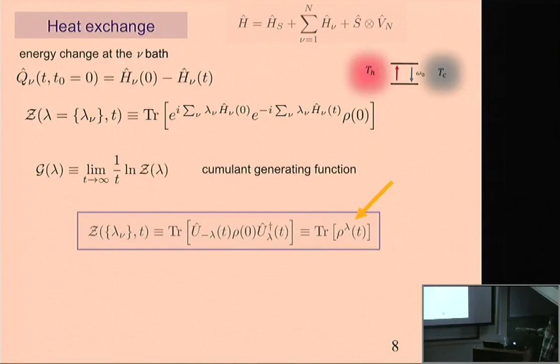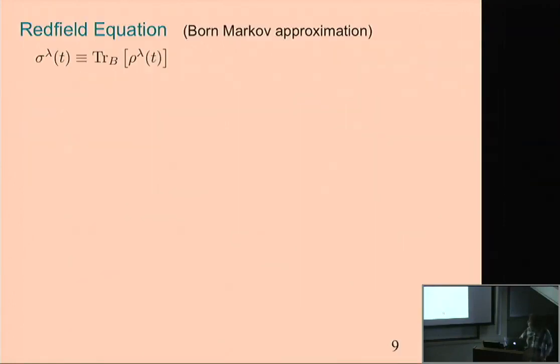Rather than immediately doing the full trace, we are going to take first the trace only over the bath. So we are going to have a counting-field-dependent reduced density matrix, and we are going to study its dynamics and eventually do the full trace over the system degrees of freedom and achieve Z. So that's indeed the object that we are now going to consider, and it will eventually give us the full counting statistics.